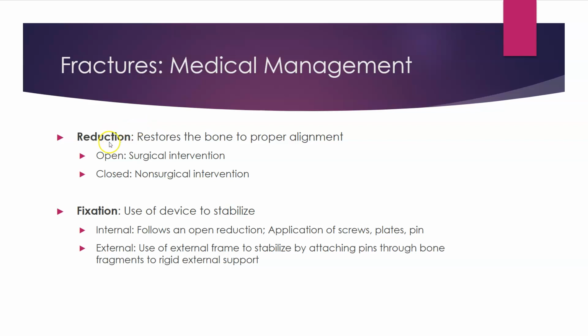So reduction, like I said, is just proper alignment. Closed means it's non-surgical. We can do it in the emergency department or in a clinic setting. Open is surgical intervention. Fixation can be internal fixation, so these are plates, screws, those kinds of situations, or pins. External, you're having some kind of external frame to support that bone, and you've got pins that go into that external fixation device.